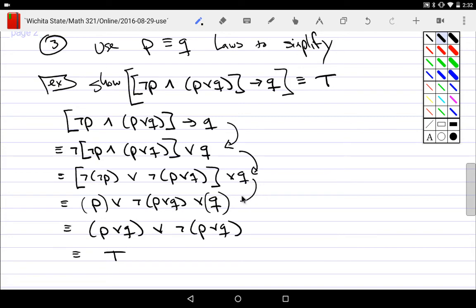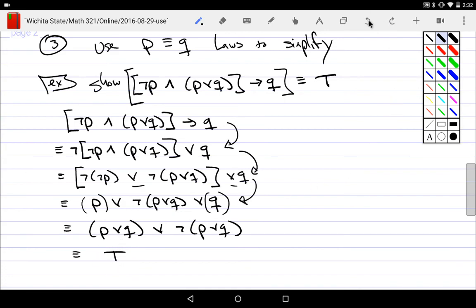From here to here, I dropped those outer parentheses, so I just simply used the associative law because I only have or. From here to here, I used commutative and associative. So I flipped these two around, and then reassociated P or Q, because I can do that. And then the last thing I used was the negation law to show that if I have an object or I don't have that exact same object, it's just simply true.